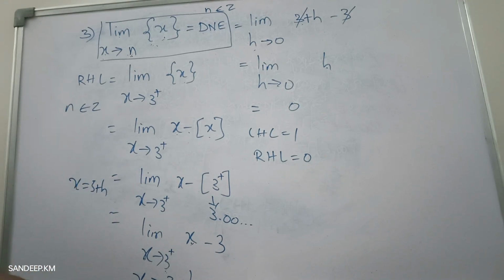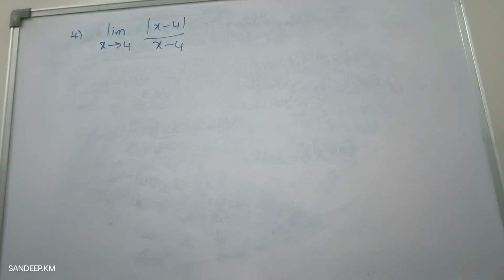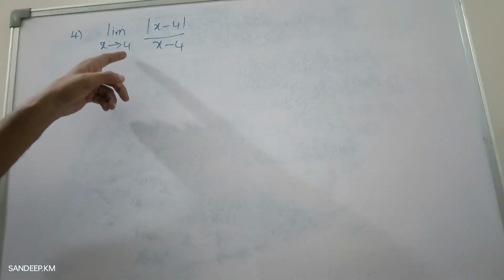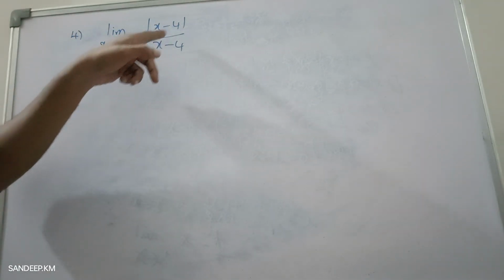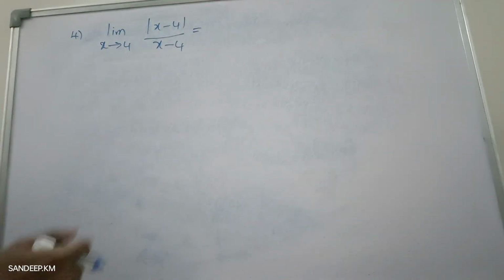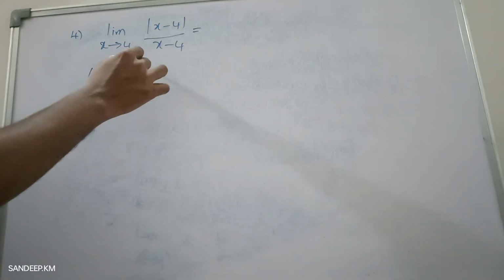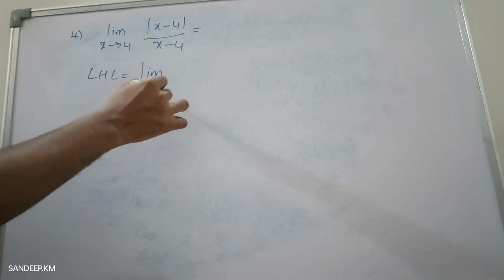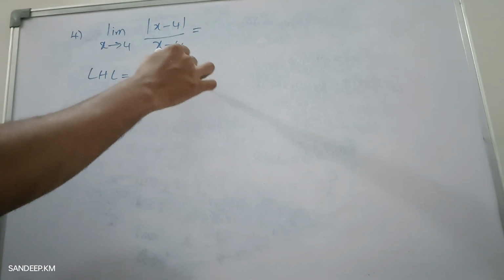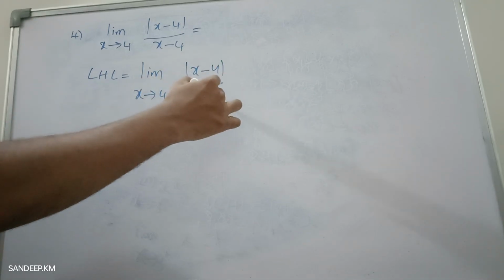Okay, we'll go with the next question. Our fourth question: limit x is approaching 4, mod of x minus 4 divided by x minus 4. We have to check whether the limit exists or not. Once again, let us go for LHL and RHL. The left hand limit is equal to limit x approaches 4 minus of mod of x minus 4 by x minus 4.